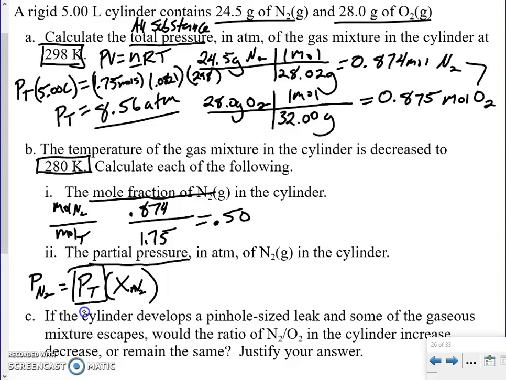So how do we get our total pressure? You can do it one of two ways. You can plug it back into PV equals nRT, or we can recognize that the cylinder is not changing, and we can use one of our regular gas laws, which is just going to be our pressure divided by temperature.